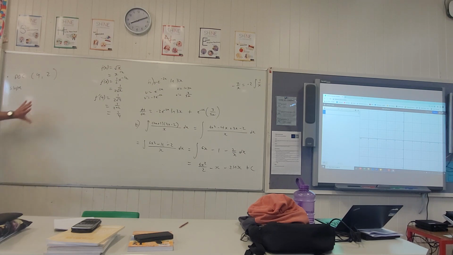Okay, so anyway, we've got all the information we need. The slope is a quarter. So let's bring it together. We need the equation of a line that has a slope of a quarter and it passes through this point. So the equation of a line is y equals mx plus c. We got the slope is a quarter. And we've got when x is 4, y is 2. So we're going to plug that information in. We'll have 2 equals a quarter times 4 plus c. We'll get c is 1.